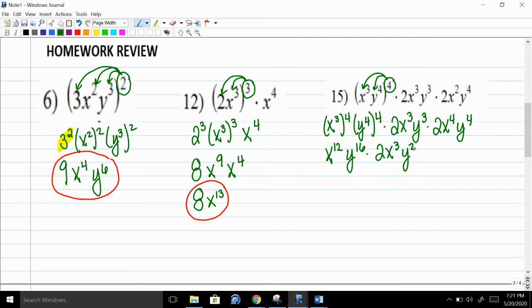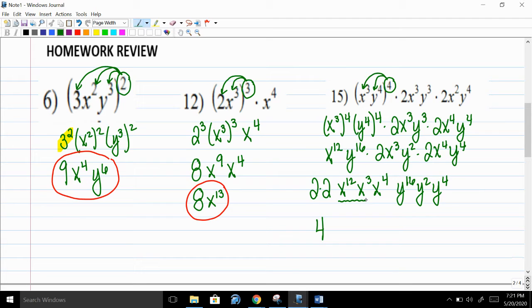You don't need to be as detailed with your work as I am, but I don't think it's a bad idea because my work is organized and I'm limiting chances to make careless mistakes. Now, if you're like me and you want to organize your work even more, we'll put the big numbers in the front, the 2 and the 2 go in front. Then I'm going to go with my x's: x to the 12th, x to the third, and x to the fourth. And then the y's: y to the 16th, y to the second, y to the fourth. The big numbers get multiplied. 2 times 2 is 4.